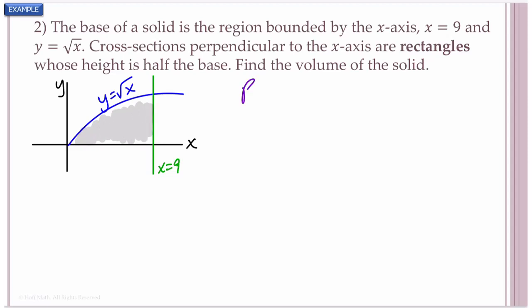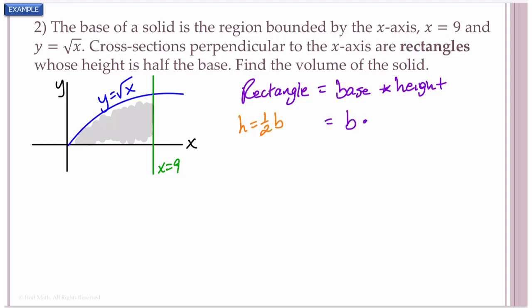For a rectangle, we know the area is base times height. Now it says here that your height is half the base. So we already know that the height is half the base. So really our formula is not going to be base times height. It's going to be base times 1/2 times the base, or in other words, 1/2 times the base squared. I really should call this area, and that equals the area of the rectangle.